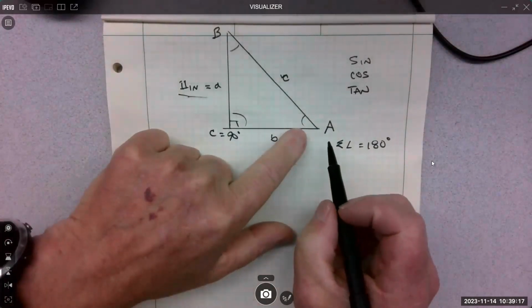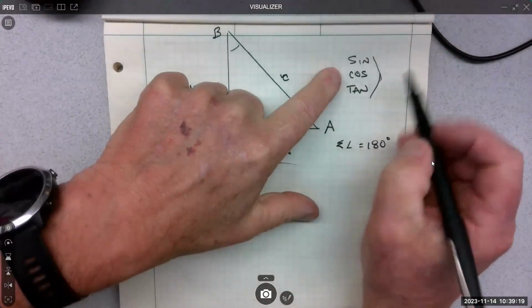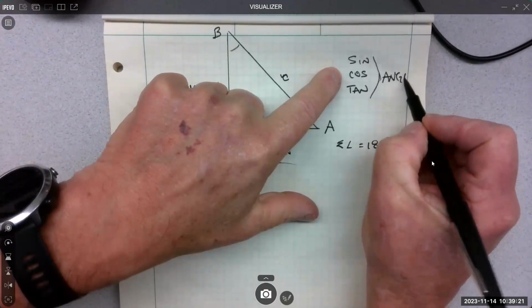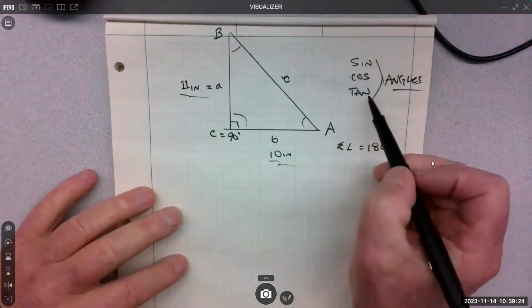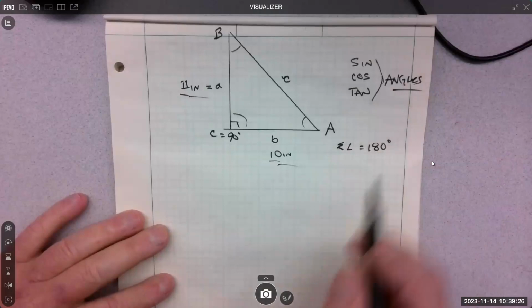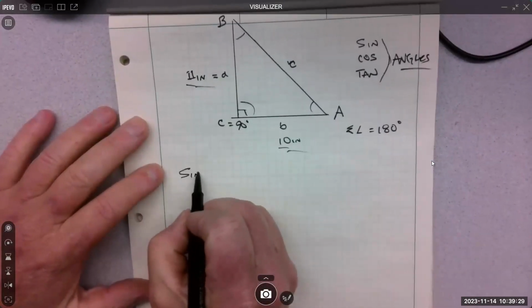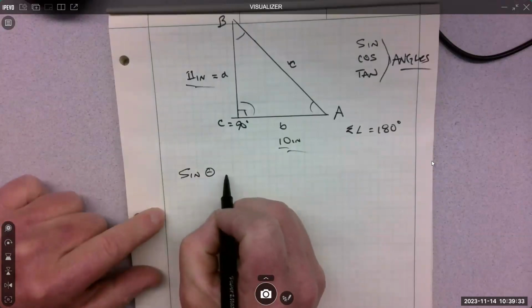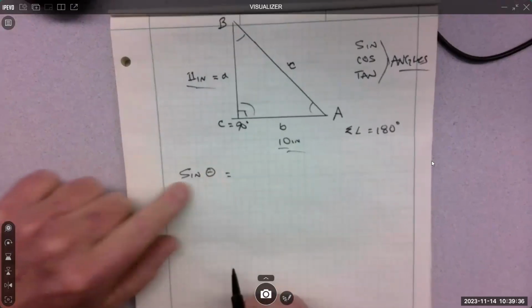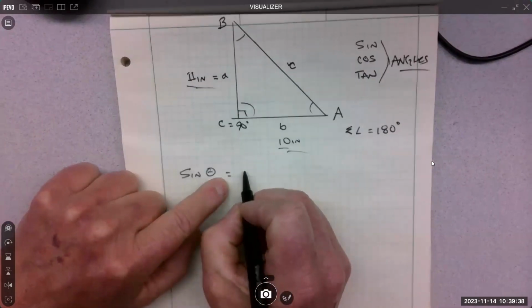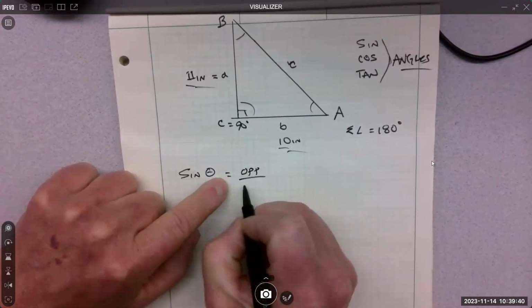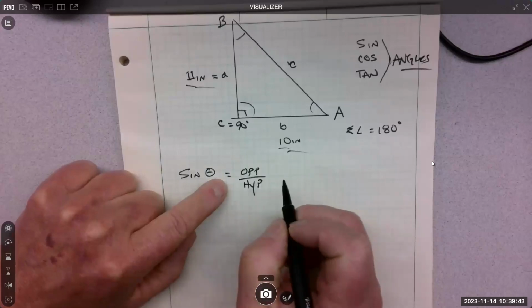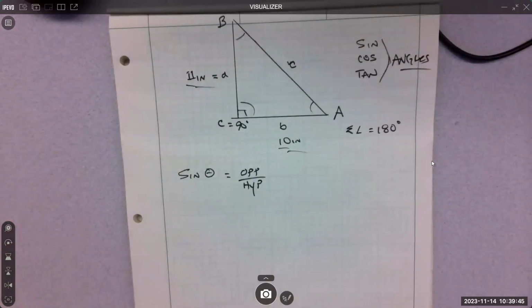So let's just do a little trigonometry. These are for the angles. Sine, cosine, and tangent help us find the angles. Sine of an angle, and I'm just going to put theta in as a placeholder, is equal, anybody remember what this is? Sine is equal to opposite over hypotenuse. There are some sayings you can memorize if you want, SOHCAHTOA or something like that, to keep these straight, or just look them up.